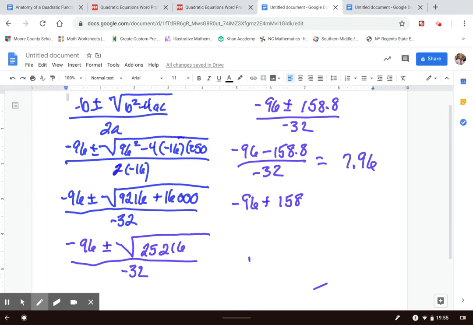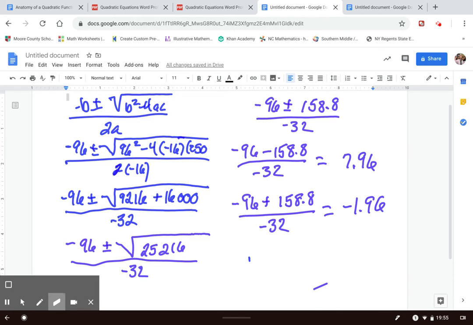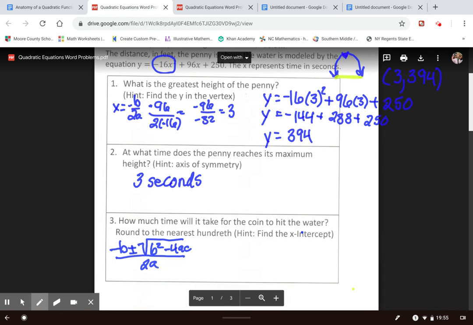Now, since time is positive, and we're simply looking at our traveling distance, my answer is going to be 7.96. So when I come over here, it's going to be 7.96 because time is always positive, and I'm looking for exactly where I start right up here and travel to there. Okay, so 7.96.